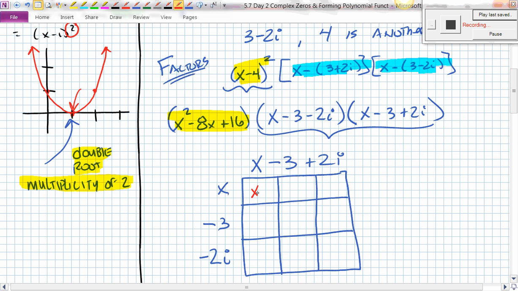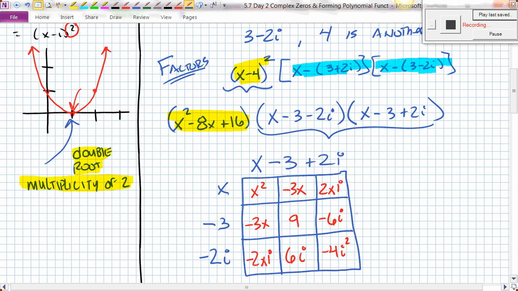So here we go. X times x is x squared. This is going to be negative 3x, and this is going to be 2xi. I'm just multiplying each one of these together. So negative 3 times x, that's a negative 3x. Negative 3 times a negative 3 is a positive 9. And then a negative 6i. And then this is going to be negative 2xi, positive 6i, and then finally negative 4i squared.